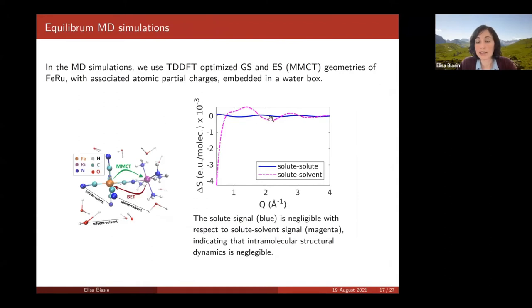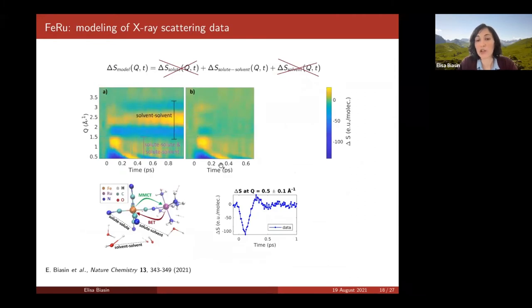And you can see in this plot the scattering signal that we got from these calculations. The blue line here is the scattering signal that arises from the intramolecular structural rearrangements. And the magenta line is the scattering signal that arises from the solvation signal. You can see that the blue line is negligible with respect to the solute-solvent signal. Therefore, we concluded that the majority of our signal should come from solvent reorganization and not from intramolecular rearrangements, which makes sense if we think about how fast the back electron transfer is, 62 femtoseconds, which is probably not enough time for the iron and the ruthenium and the other heavy solute atoms to rearrange significantly.